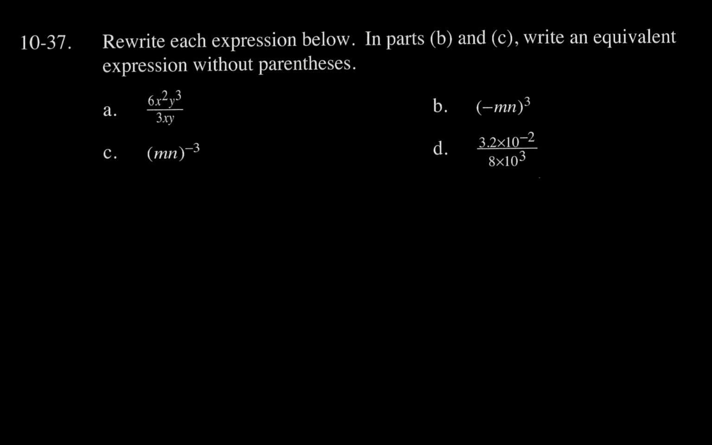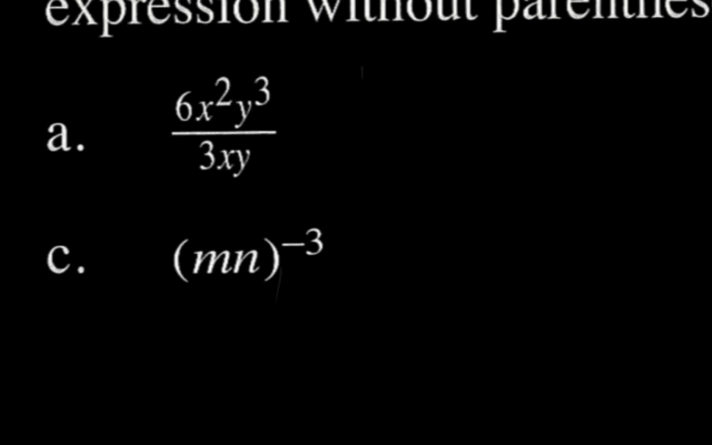Number 37, chapter 10. Rewrite each expression below. In parts B and C, write an equivalent expression without parentheses. Okay, so they want us to get rid of the parentheses as well in part B and C. So let's start with A.